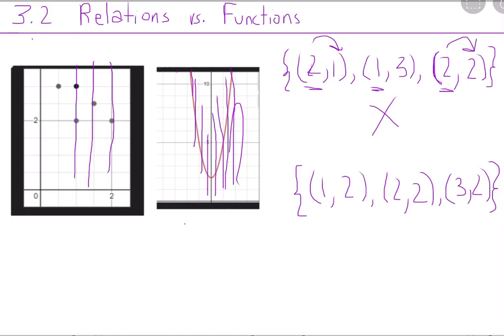Now here's another question. This has a domain value of 1, this has a domain value of 2, and this has a domain value of 3. Those are 3 different domain values, so this means this is a function. Even though the range values are all the same, that doesn't matter, because when we're identifying the difference between a relation and a function, we don't care if the range values are the same. All we're looking for is if the domain values are the same.